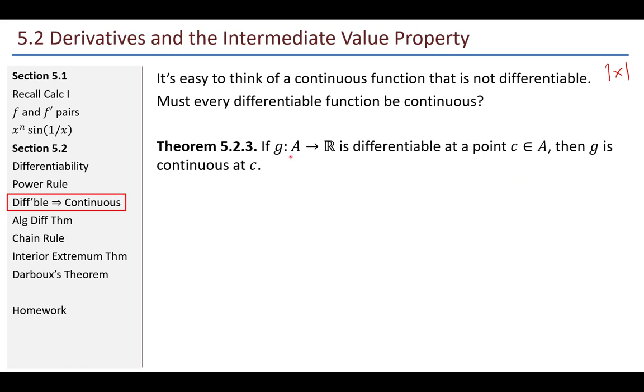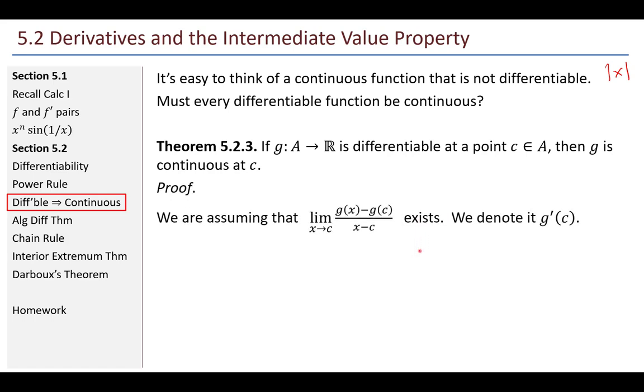If g is a function from A to the reals, and if it's differentiable at a point c, then g is continuous at point c. The proof isn't long. Let's take a look. By hypothesis, we are assuming that this limit exists. That's the g prime of c. Here's another limit that clearly exists. The limit as x goes to c of x minus c, and that value is just 0.